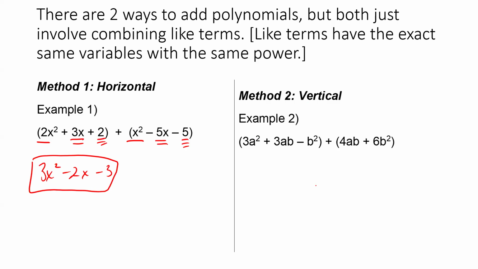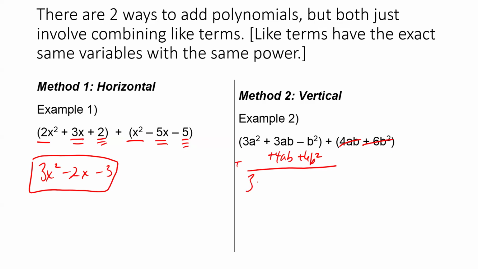The vertical method is where you rewrite them and stack corresponding terms, and then you add vertically. So 4AB is a positive 4AB and would go under the other AB. 6B squared would go underneath negative, and then you go vertical. That's it. All I did was move it, and now we're going to add.